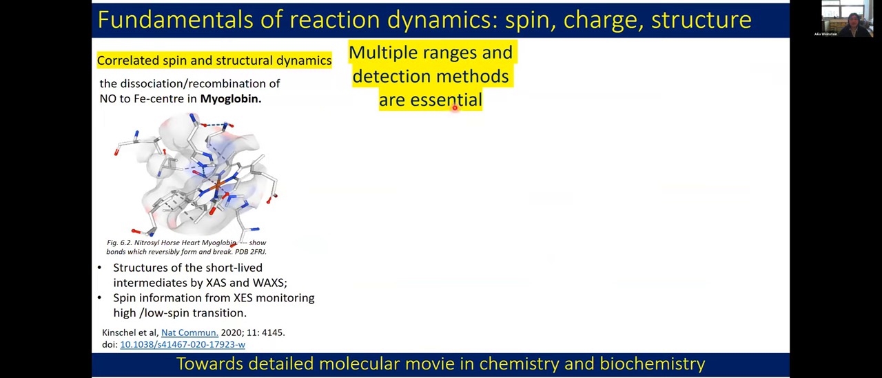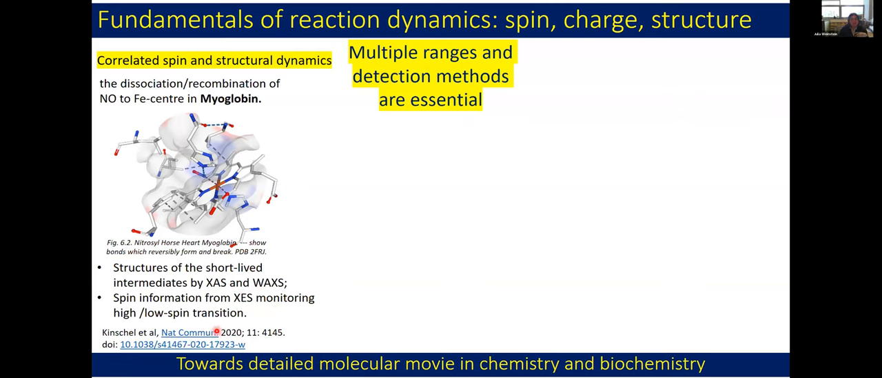And Rebecca already mentioned multiple ranges and multiple detection methods. So let me just give you a few examples of when it is useful. For example, you can look at correlated spin and structural dynamics. If you look at myoglobin, you can look at dissociation and recombination of NO to the iron center in myoglobin. So here, you would look at structures of short-lived intermediates by X-ray absorption and wide-angle X-ray scattering, and you can get spin information from X-ray emission.